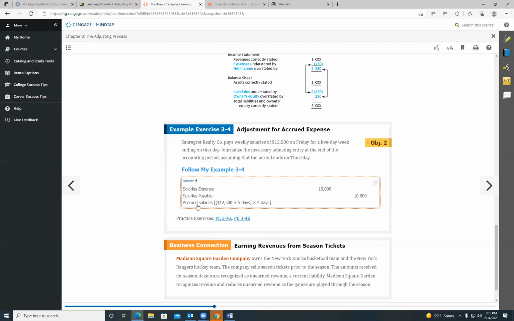So salaries accrued. See here, they took $12,500, divided it by 5 days. That gave us $2,500. And then we multiplied that by 4 days, Monday, Tuesday, Wednesday, Thursday. That's what we did, 4 days. And that's how much expense you need to accrue for that work week that the accounting period ended before the payroll period ended.